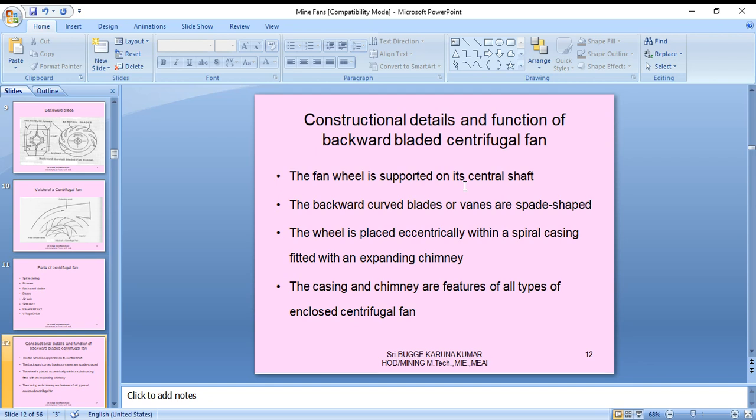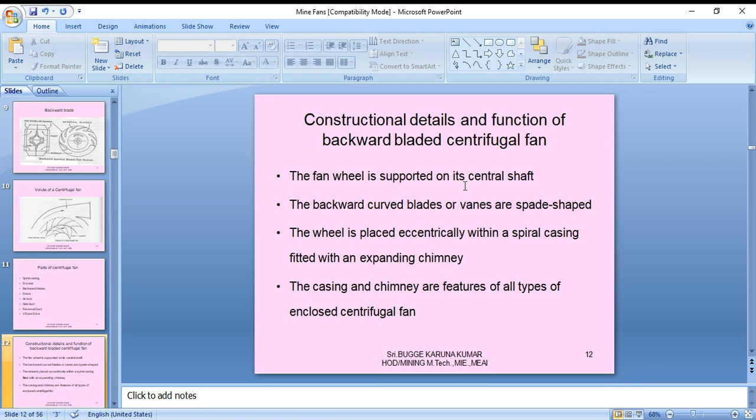The fan wheel is supported on its central shaft. That is the basic rotor. The backward curved blades or vanes are spade shaped. The wheel is placed eccentrically within the spiral casing, fitted with an expanding chimney. The casing and chimney are features of all types of enclosed centrifugal fans.